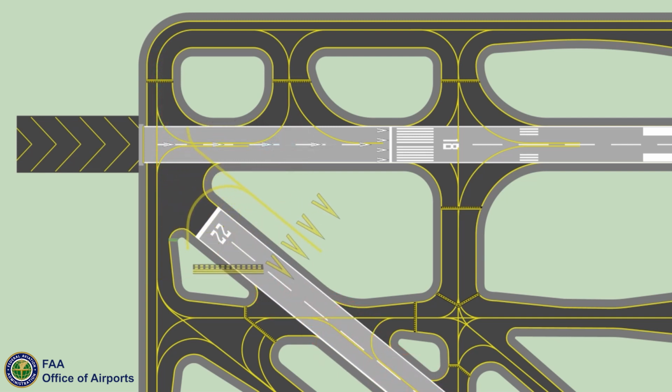Modifying airfield marking, signage, and lighting prevents the pilot from accessing runway 22 and using the wrong runway for takeoff. Where practical, reconfigure airfield geometry or move runway thresholds farther apart, depending on operational requirements.